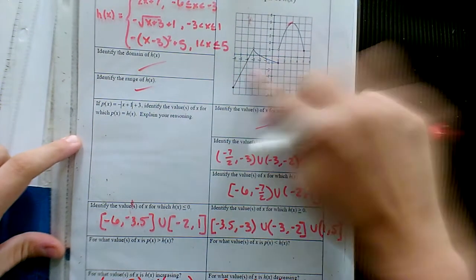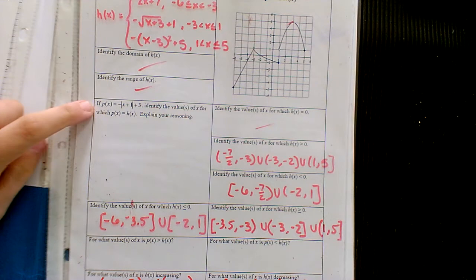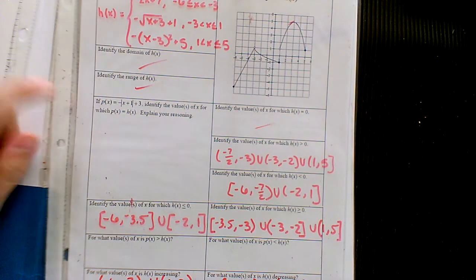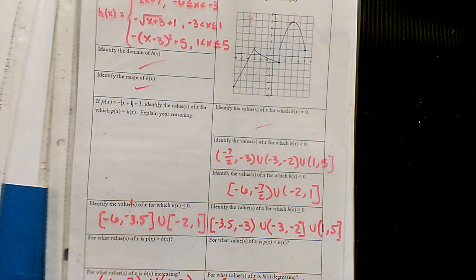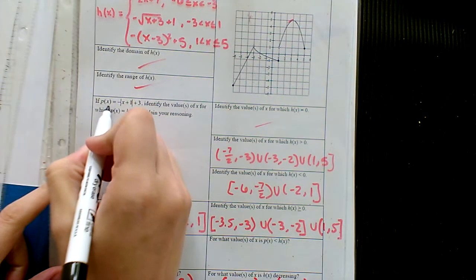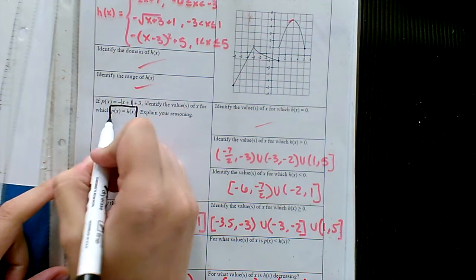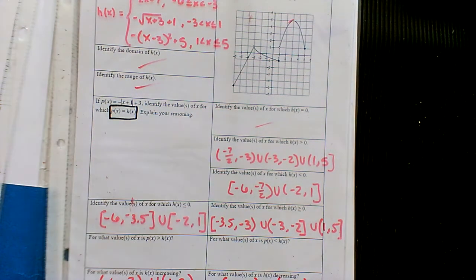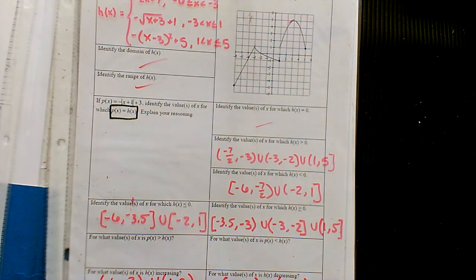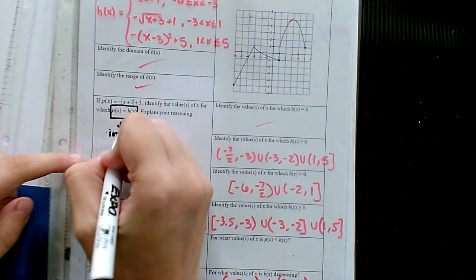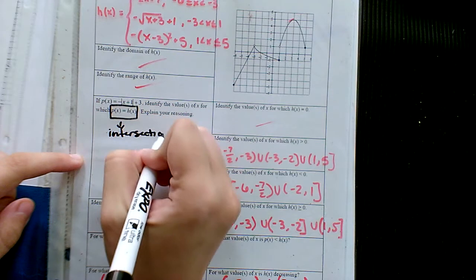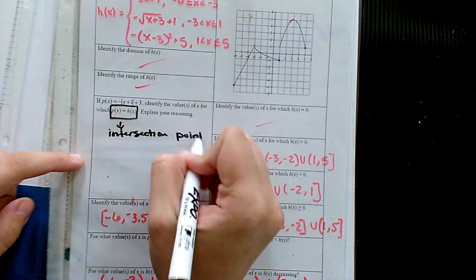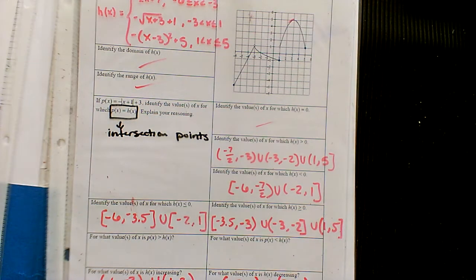So take a look at this bigger box on the left-hand side. If P of X is that absolute value equation, we want to figure out which X values make this statement true. Can we think about what that notation is asking us to find? What does it mean when it says P of X equals H of X? Yes, ma'am. Intersection points. Where are the 2 graphs exactly the same, meaning where do they have the same point?